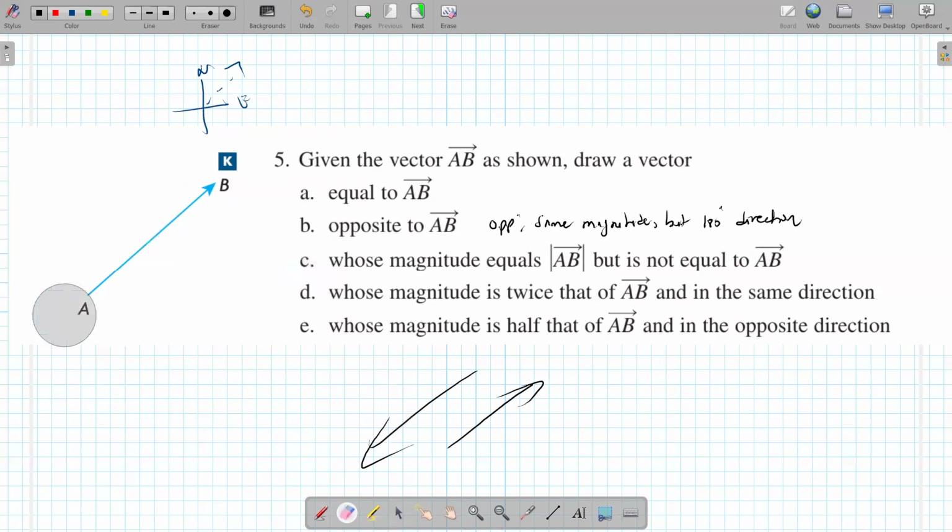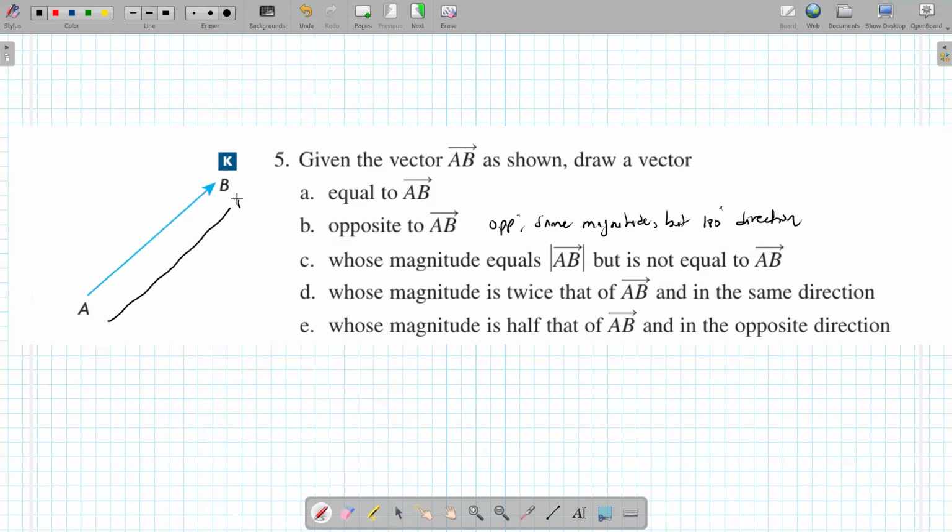So for part B, if AB is going that way, opposite to AB will be BA. Look at this, BA is going this way, yeah? Opposite to AB, you can say it's BA. Or you can just make a new vector here, call it CD or whatever, but the direction has to be going southwest. So that'd be the answer to B.